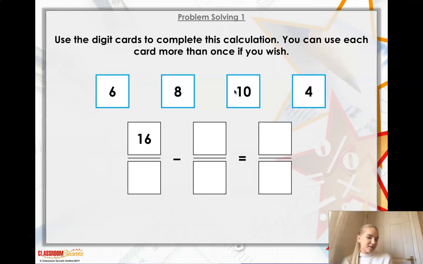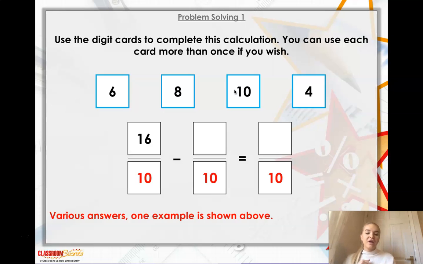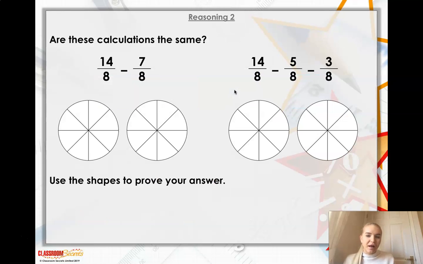Could I do 16/10 subtract 4/10? No, I couldn't, because 16/10 subtract 4/10 is 12/10, and that would not be right. So you could have various answers, but we could have 16/10 subtract 8/10 gives us 8/10. So that's just one example, and well done if you got that.